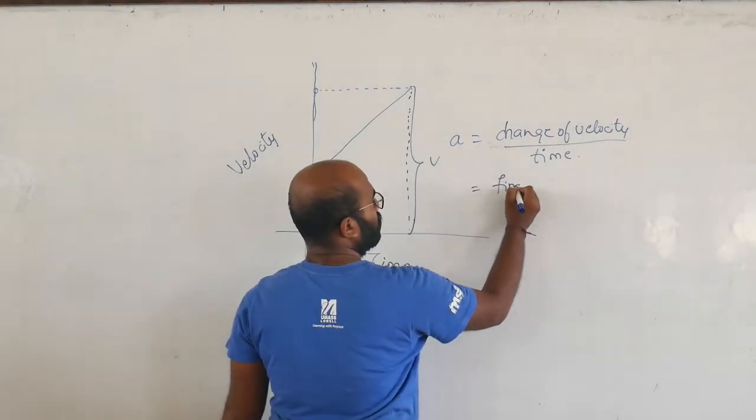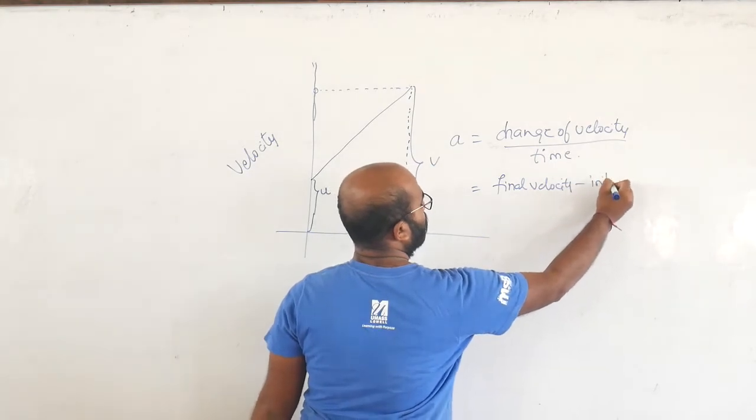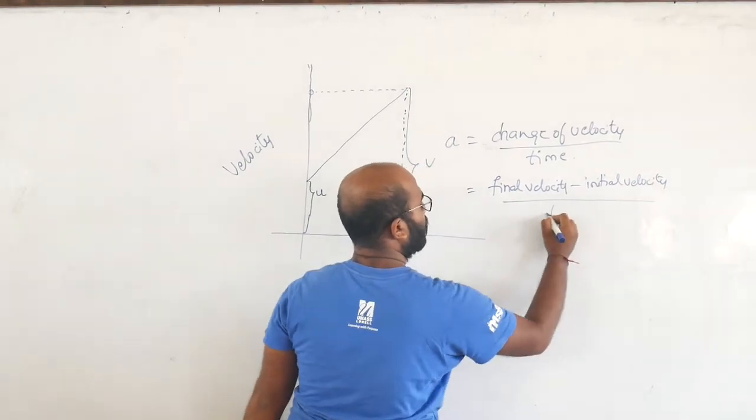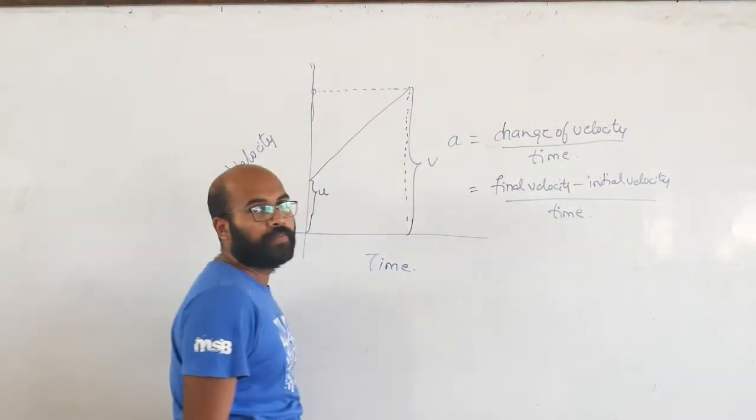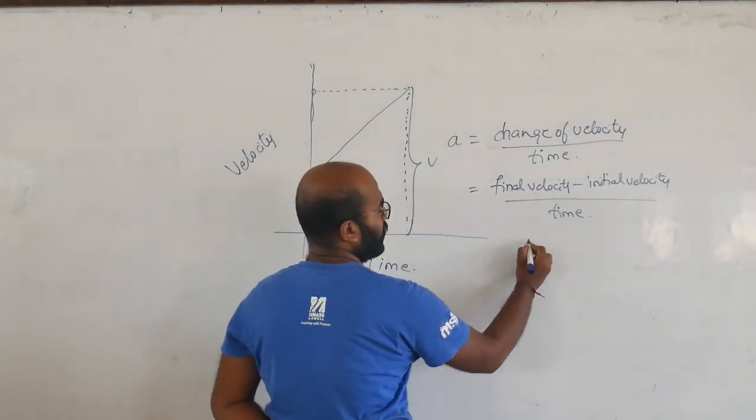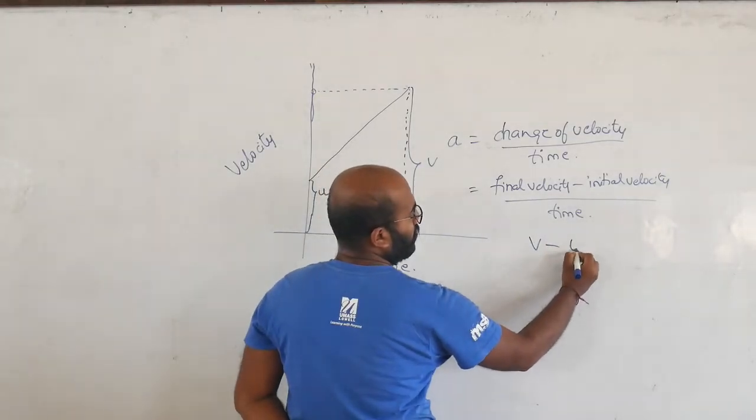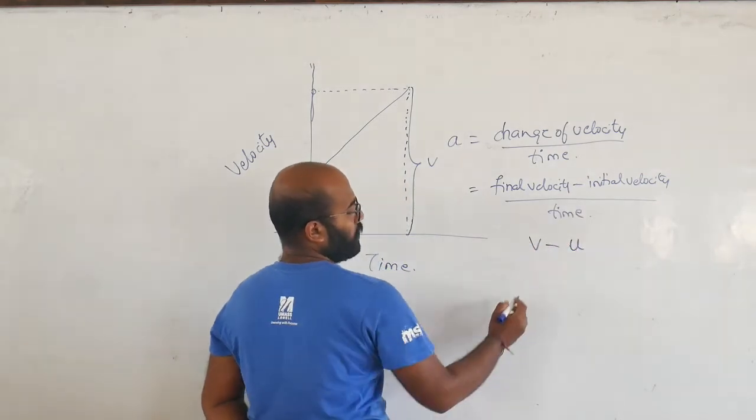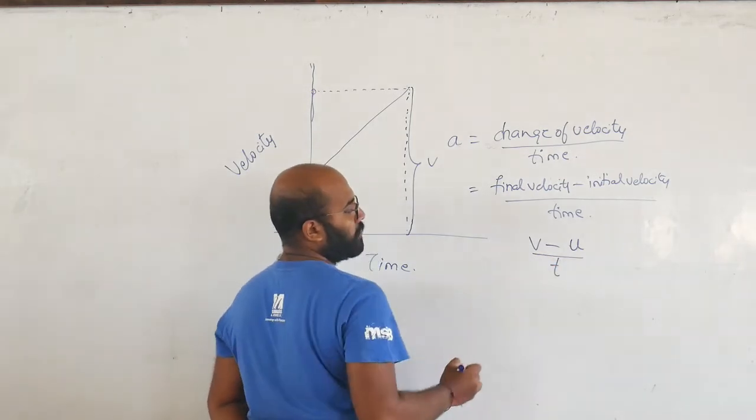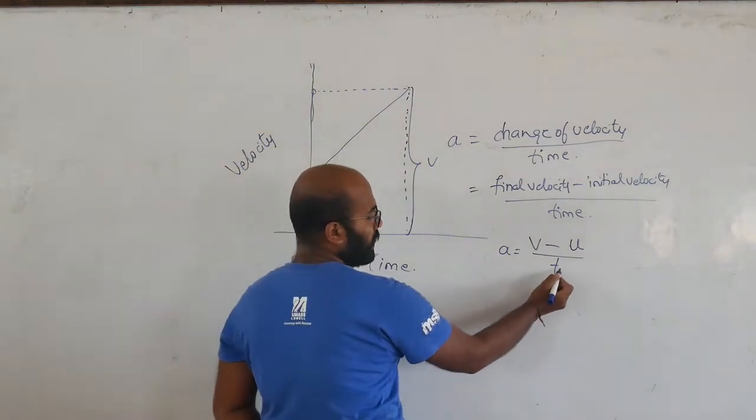So change of velocity is final velocity minus initial velocity, divided by time. Here the final velocity is represented by v and the initial velocity by u. So (v minus u) divided by time t is equal to acceleration.